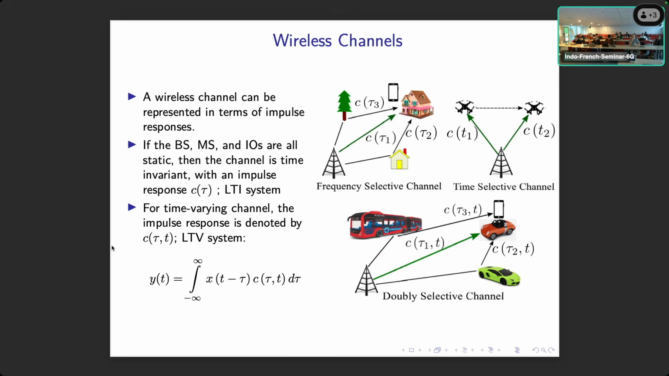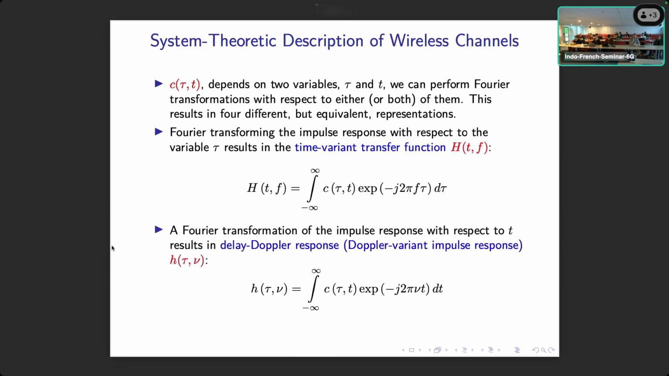Let me discuss how to represent these doubly selective channels in different ways. The first, as we have already seen, is the typical impulse response vector, which depends on the delay tau and the time variation t. These are the time variables. We can take the Fourier transform with respect to both of them, and this results in 4 different representations. If you take the Fourier transform with respect to tau, it results in H(t,f). This delay tau gets converted to frequency f.